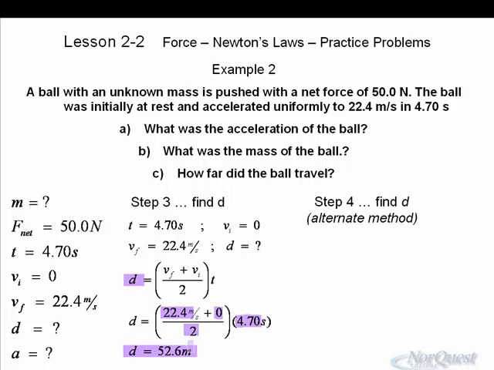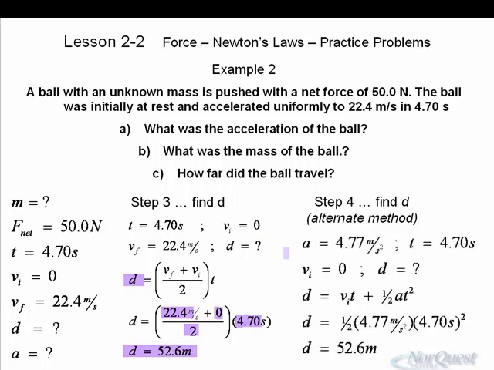Well, we could use the acceleration that we calculated in step A, which was 4.77 meters per second squared. So given that A and T and initial velocity are known, what's the displacement? Different formula, but same result. Since the initial velocity was 0, this term is 0, so D becomes 1/2 AT squared. And D is equal to 1/2 times A times T squared. And we get the same result, 52.6 meters.